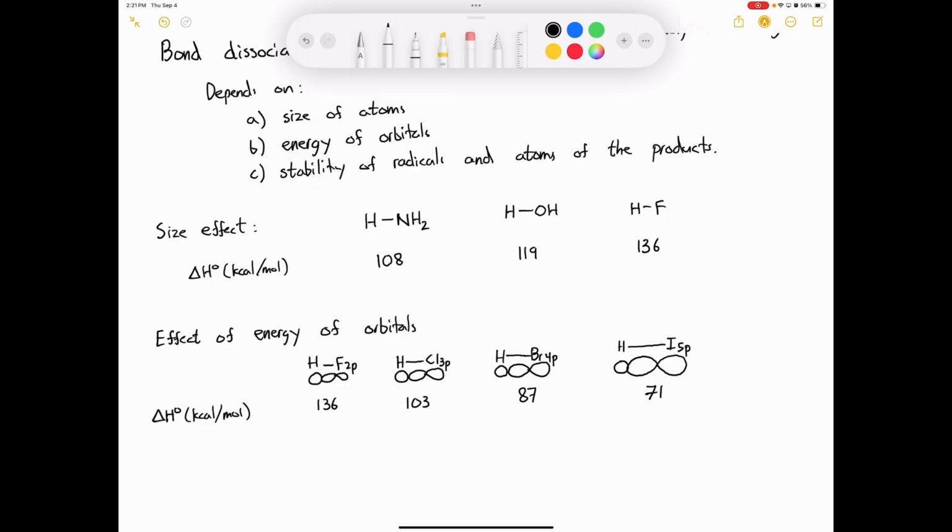All right. So that's the size effect. And now we have the effect of orbitals. Okay? So we see here, the bigger the orbital, the longer the bond. And that's why it's weaker. And size is pretty much the same argument. Weaker overlap, weaker bond, so easier to break. Okay? You can also think of it in terms of electronegativity too. More electronegative, whole bond is more ionic, stronger, harder to break.